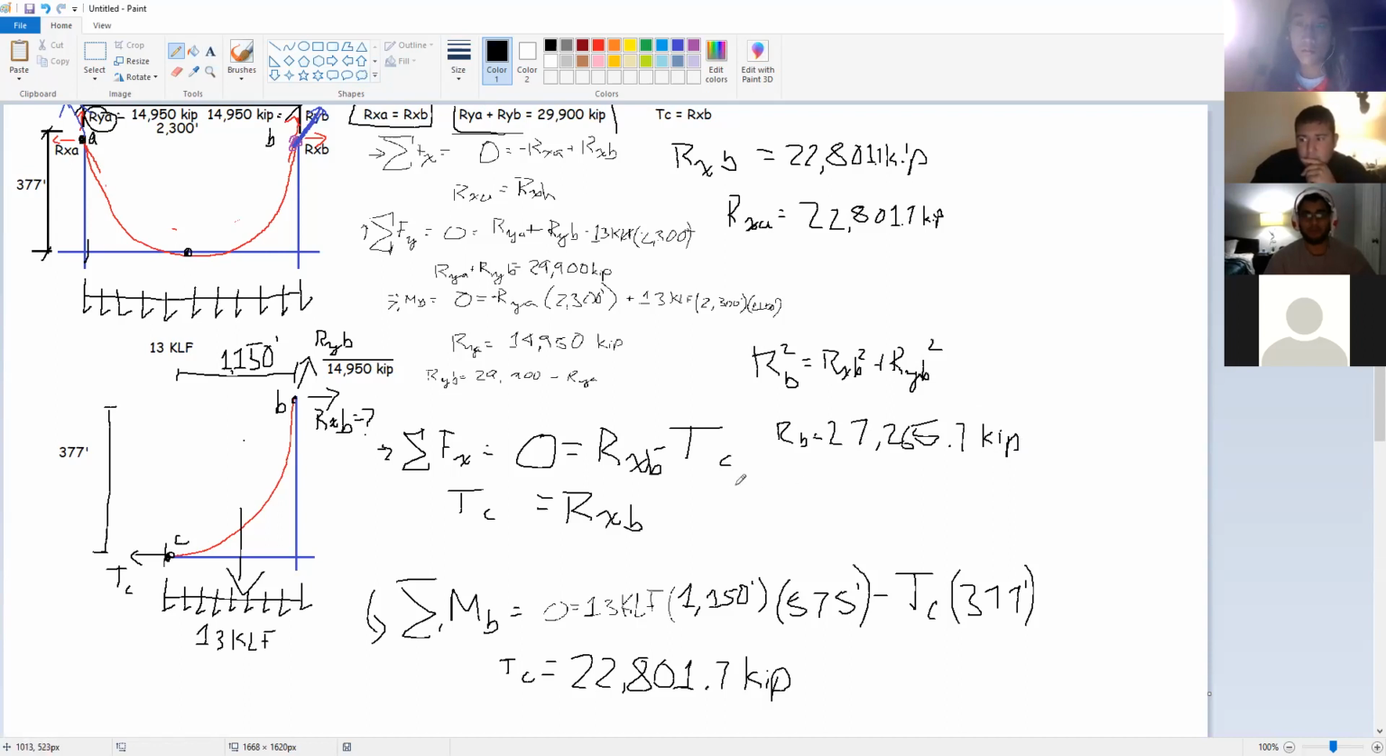Wait a second. If they're the same, then it has to be the same on the other side. So our RA, but we don't really have a formula for that. So we're going to have to do it the hard way. I'm just kidding. I'm dead. We're not even going to solve for RA. Right, but it is the same number, right? Yeah, it should be the same number.